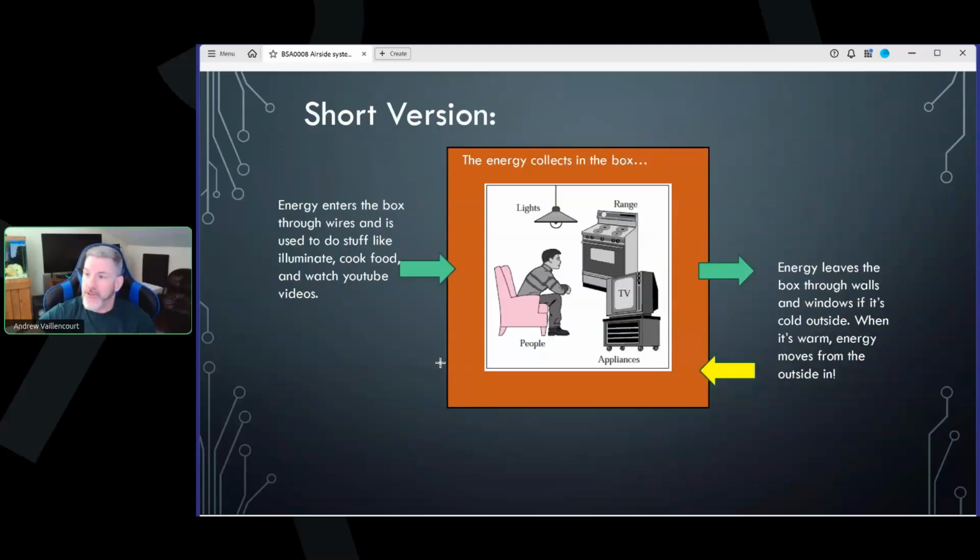Here's a real short version, just take it with you. Energy enters the box through wires. It is used to do stuff like illuminate, cook food, and watch YouTube videos. Energy leaves the box through walls and windows if it's cold outside. If it's warm outside, energy moves from the outside in, because of the second law of thermodynamics, and I'm going to paraphrase this really heavily, so if you're a physics major, don't come at me. Everyone's muted anyway, so you couldn't argue with me even if I was wrong. Second law of thermodynamics: energy always goes from high to low, period. Even if you think it's going the other way, it's not. Always from high to low: high pressure to low pressure, high temperature to low temperature, high enthalpy to low enthalpy. You cannot make it move the other direction, which sounds counterintuitive, but it's not.